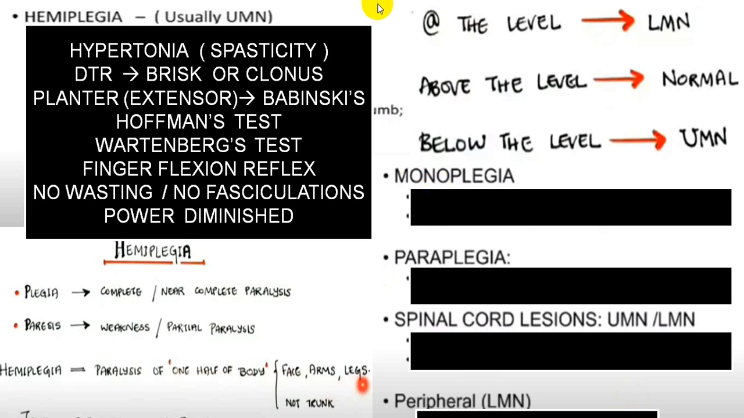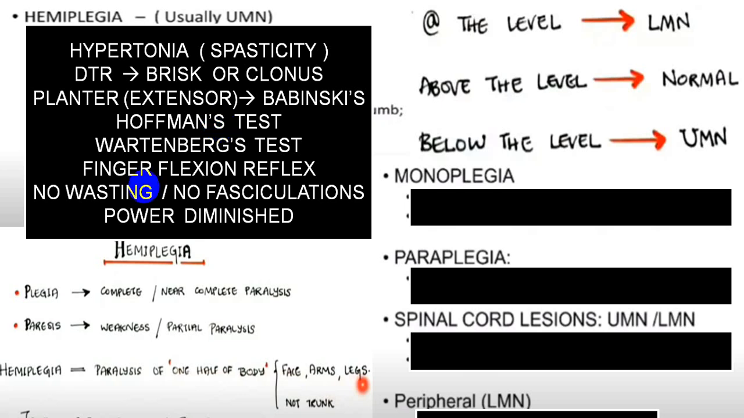So now, if a person presents with hypertonia, brisk reflexes or clonus, plantar is extensor, and there is evidence of Hoffman test or Wartenberg test or finger flexion reflex, there is no wasting, no fasciculation, power is just diminished, we'll mention that as hemiparesis. But if total power gone, we'll label that as hemiplegia.